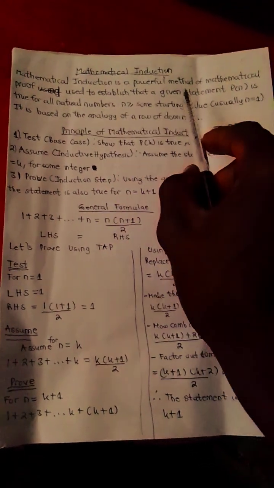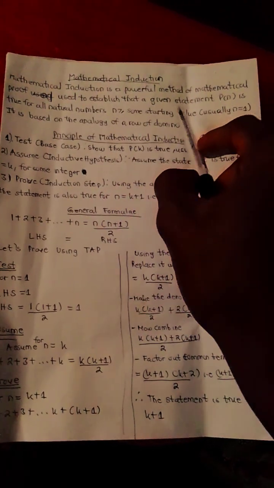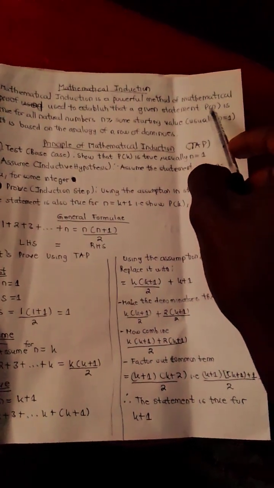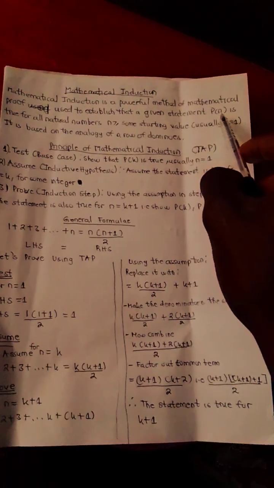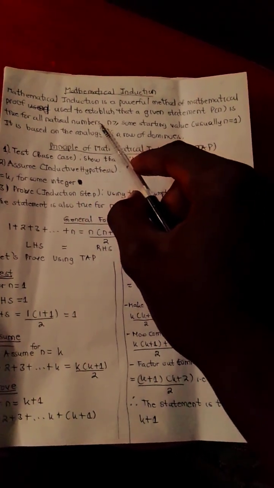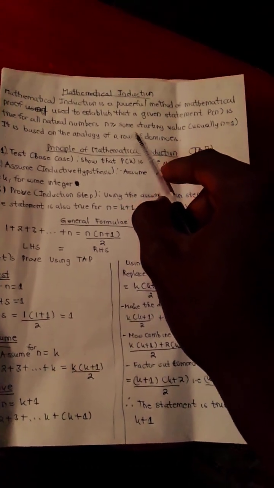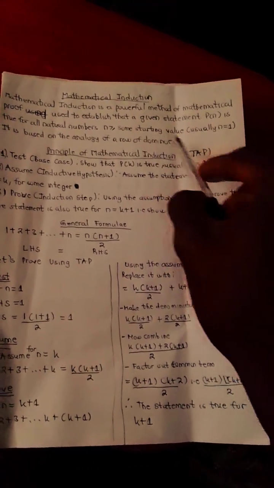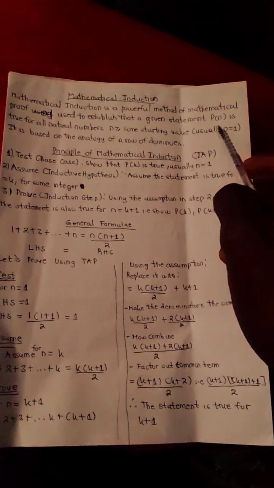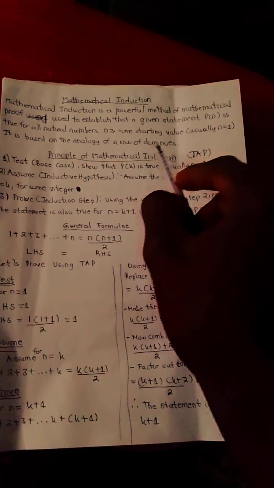Mathematical induction is a powerful method of mathematical proof used to establish that a given statement, denoted by P(n), is true for all natural numbers n greater than or equal to some starting value, usually n equals 1, which is also known as the base step. It is based on the analogy of a row of dominoes.